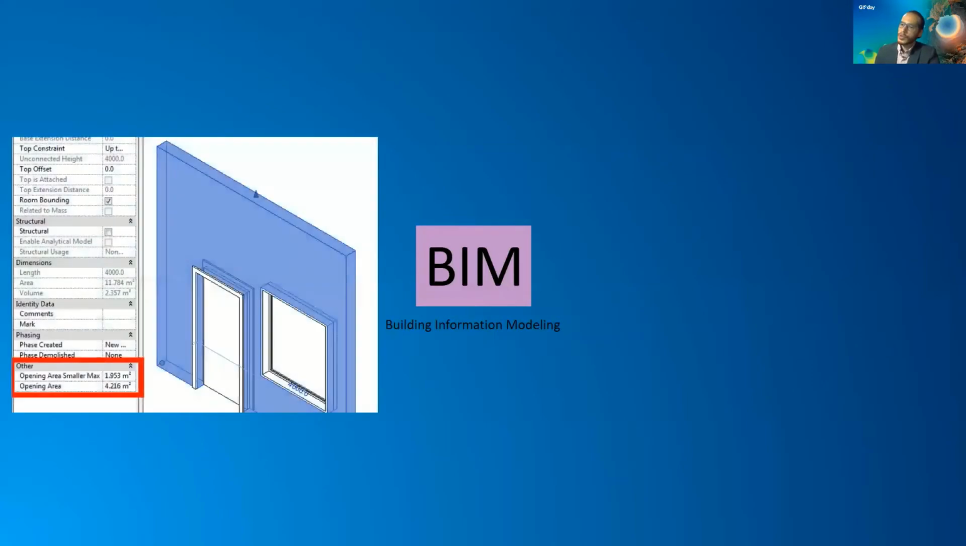So building information modeling can be used for modeling the superstructure or buildings, like residential buildings, or maybe a plant for utilities projects.